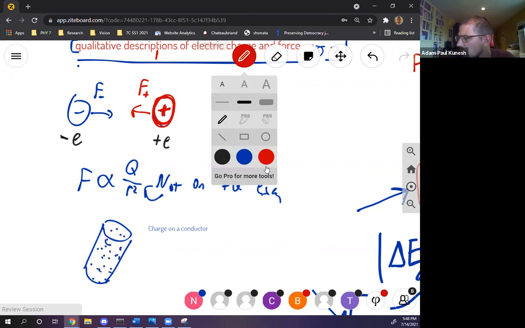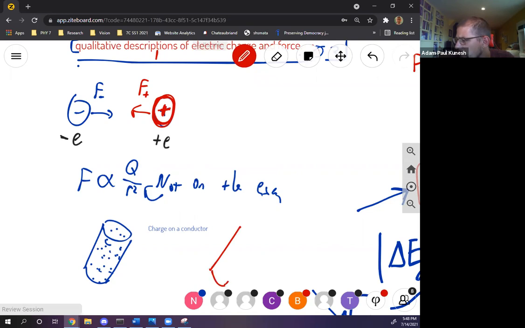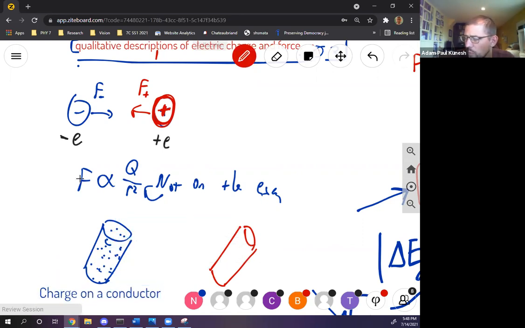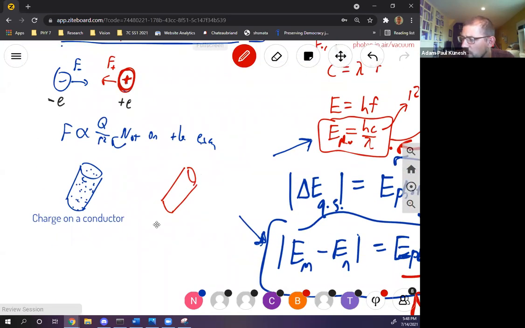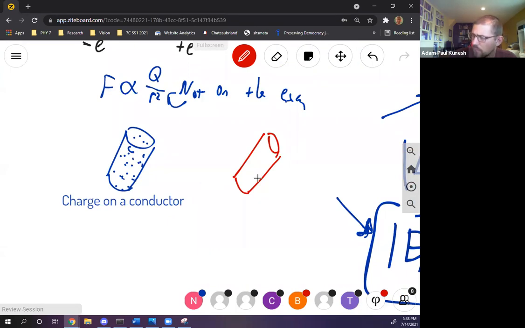Whereas charge on an insulator, let me make this visible. I realize that this is way too small of text. The charge on a conductor will spread out, whereas charge on an insulator stays in one spot. Wherever I put it, it'll tend to stay there. It takes much longer for it to spread out.